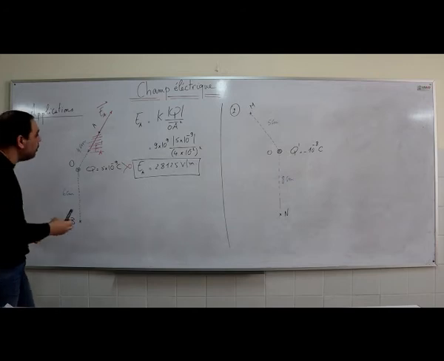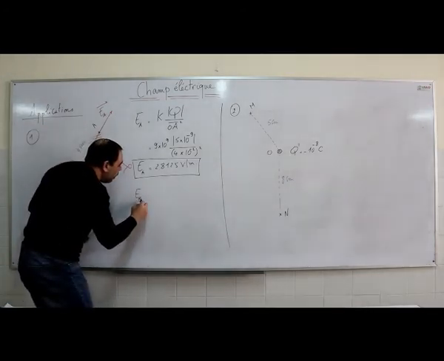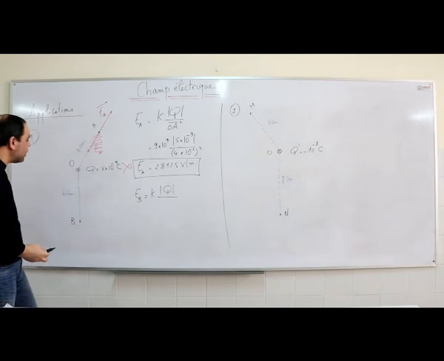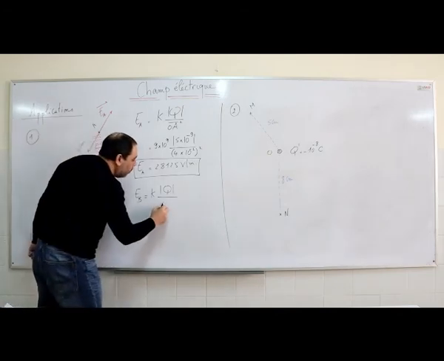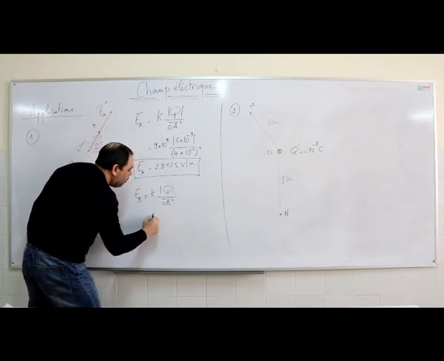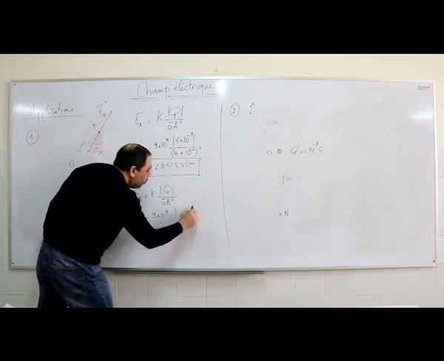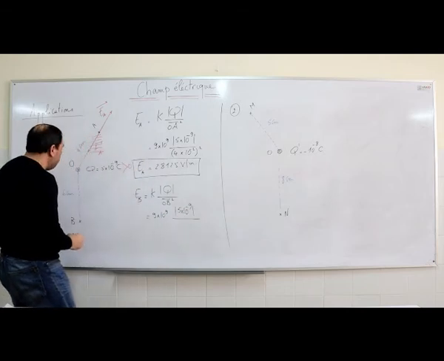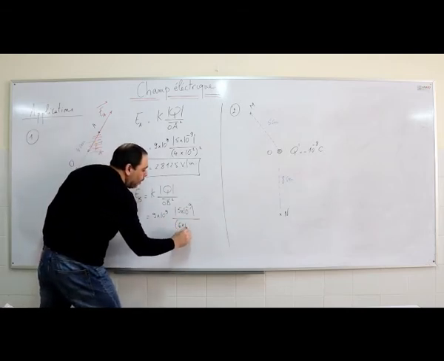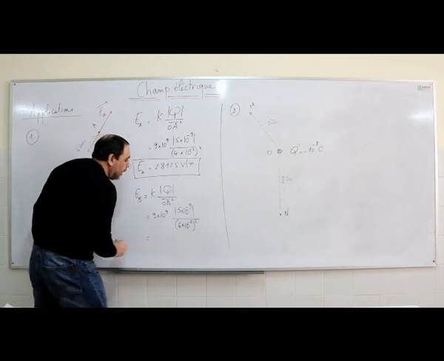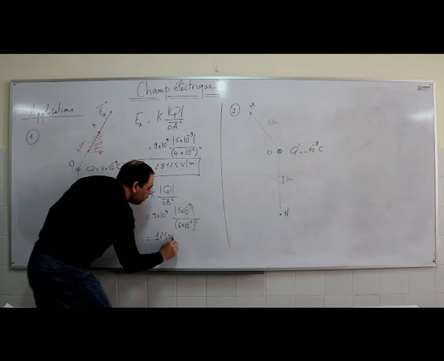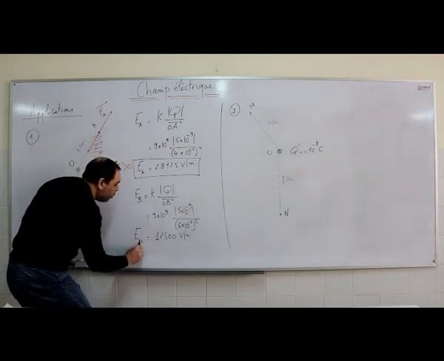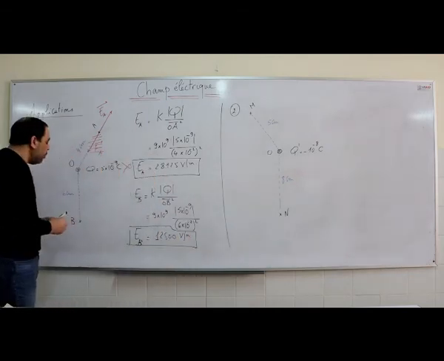Now, the electric field created by Q at B. The electric field created by Q on B is equal to K, absolute value of Q, over the square of the distance between the charge and B, which is OB squared. K is equal to 9 times 10 exponent 9 multiplied by 5 times 10 exponent minus 9 over the square of the distance. The result is 12,500 volts per meter, and this is the magnitude of the electric field at point B.